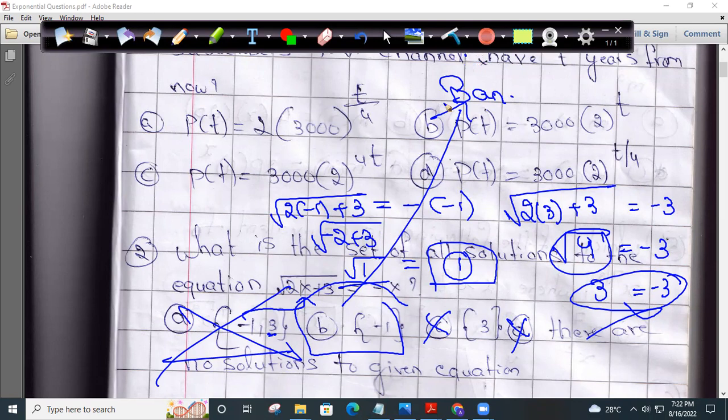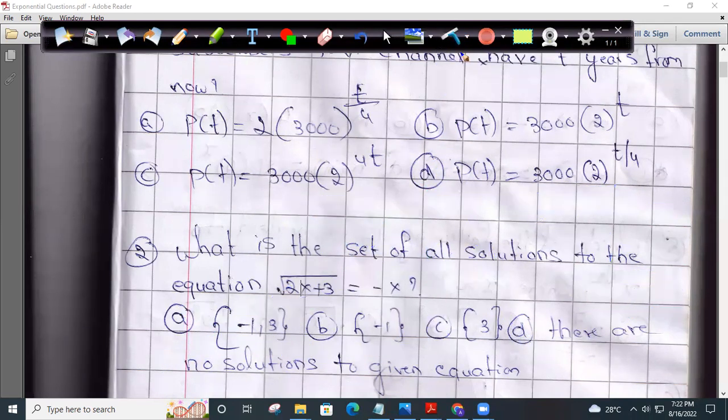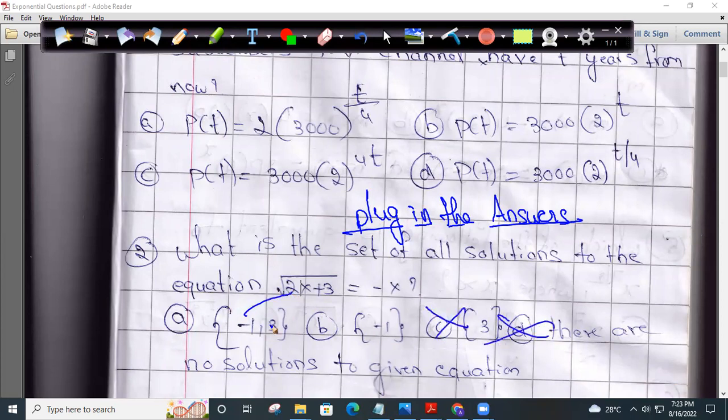So whenever you get square root questions, no need to use your brain at all. What you need to do is just plug in the answers and check which option is satisfying. The moment that answer is satisfying, that should be your answer. When I substitute minus 1, it is satisfying. So I'm canceling 3 and this. When I substitute 3, it is not satisfying, so I should cancel this. So the only option that is left is B for Bangalore. So that should be my answer.